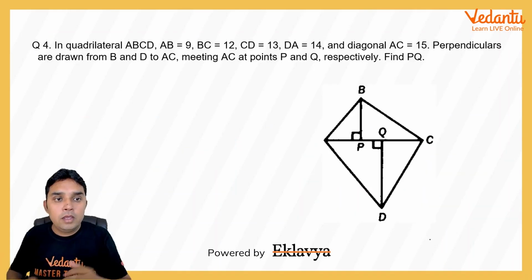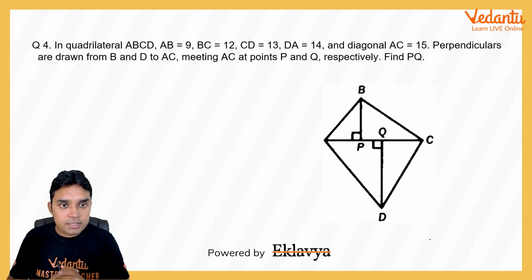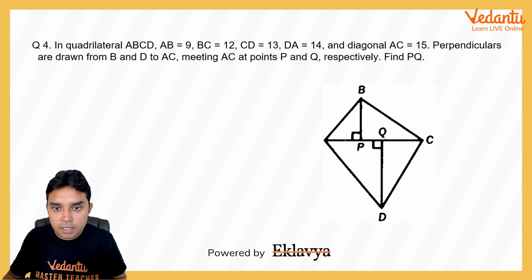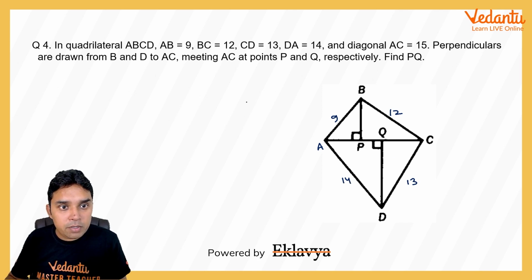Okay. Now coming to question number 4, it says in quadrilateral ABCD, AB is 9, BC is 12, CD is 13 and DA is 14. Now diagonal AC length is 15, perpendiculars are drawn from B and D to that diagonal AC, meeting AC at the point P and Q respectively. Then we have to find the length PQ. So please see how we can do this question.